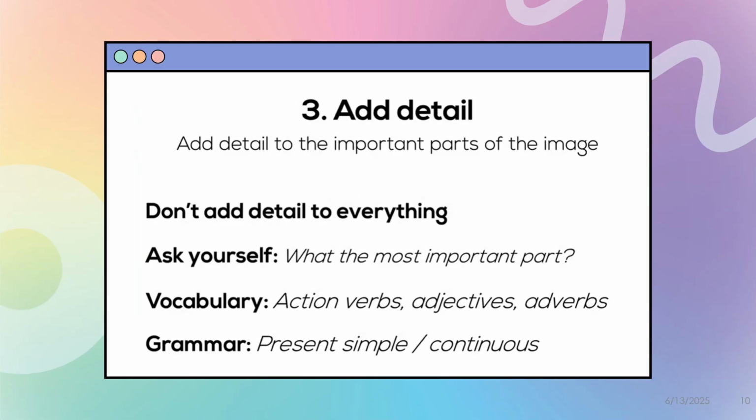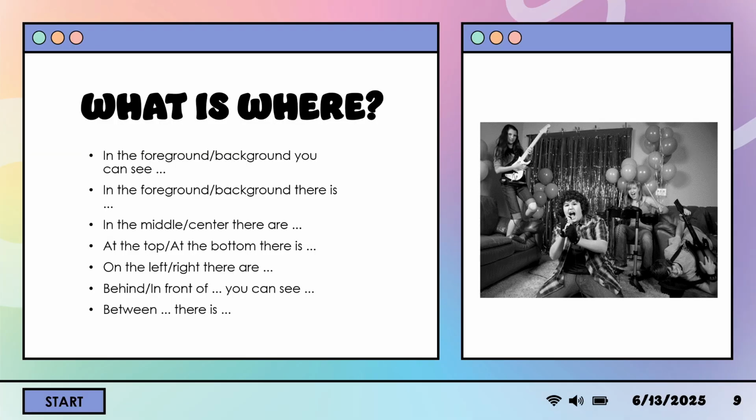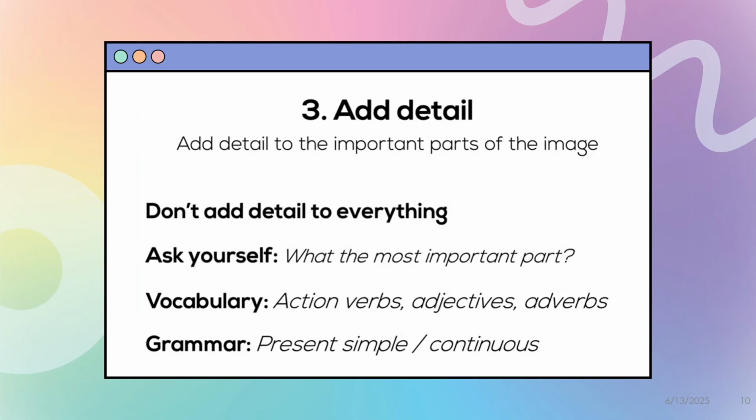Then you add detail. You add detail to the most important parts of the image. What stands out to you when you are looking at the picture? Maybe it's the person, like for example this one. What stands out? The boy in the middle. What can you see more towards the boy in the middle? Okay. So you don't add detail to everything, but something that's really popped out that we can see. Okay. And then ask yourself, what is the most important part?